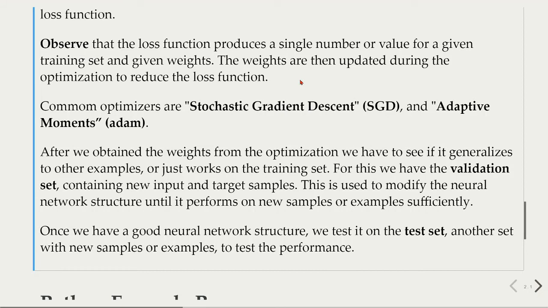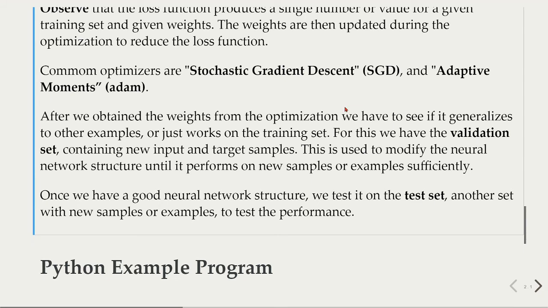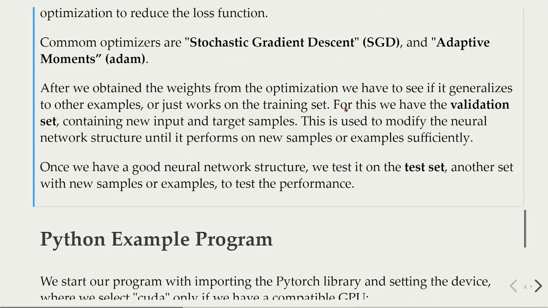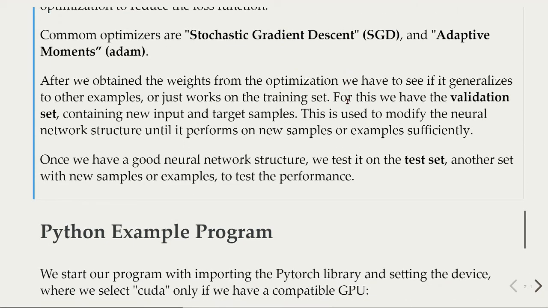After we obtain the weights from the optimization, we have to see if it generalizes to other examples or just works on the training set. For this, we have the validation set containing new input and target samples. This is used to modify the neural network structure until it performs sufficiently well on new samples or examples. Once we have a good neural network structure, we test it on the test set, another set with new samples or examples, to test the performance.